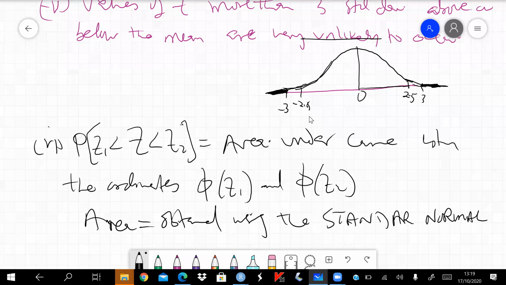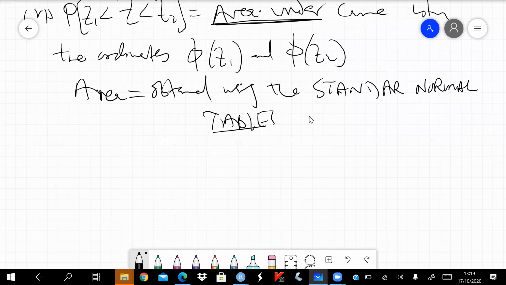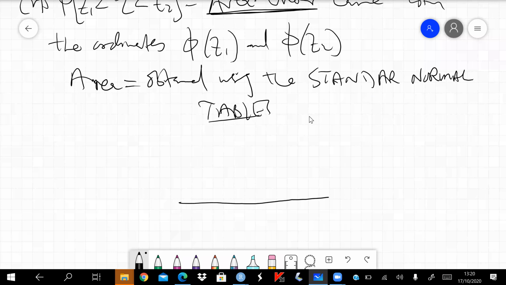So as you know, area under a curve is obtained using integration, using calculus. But we shall not be using integration in this class to find the area between two given points. We shall be using tables where the areas have been calculated and rounded off to around 4 decimal places. Before I display the tables to you, this is what we are saying at that point.